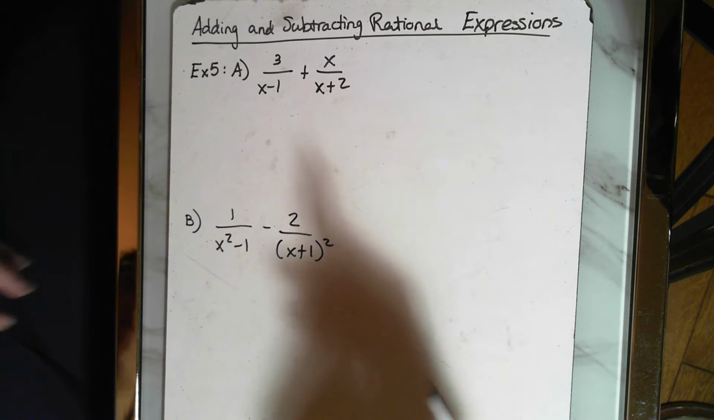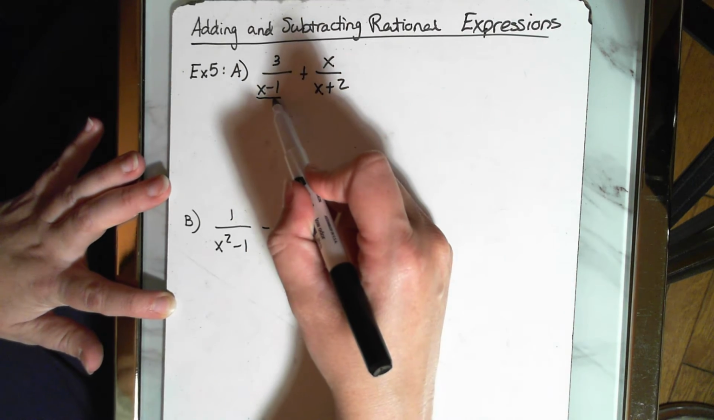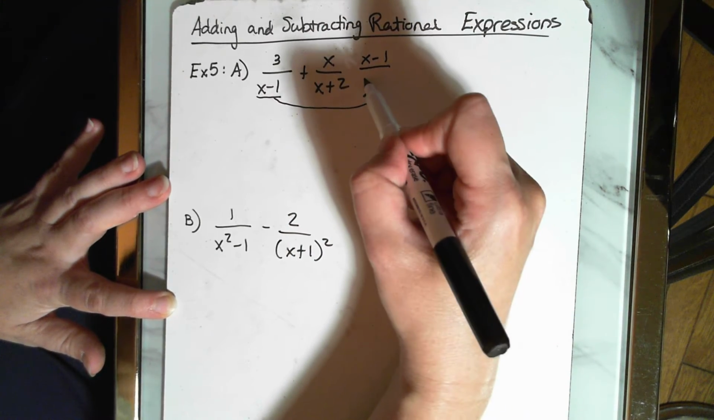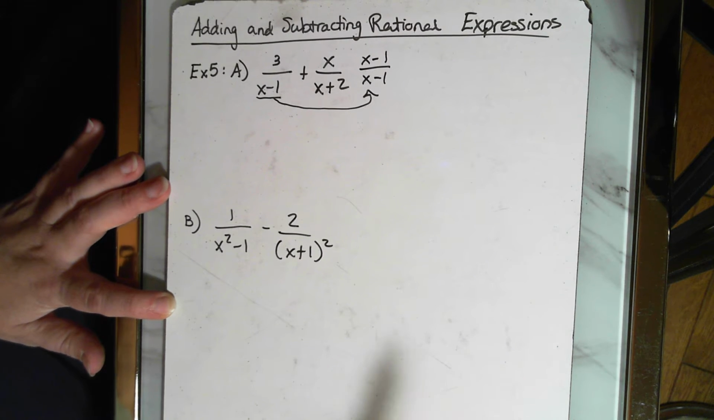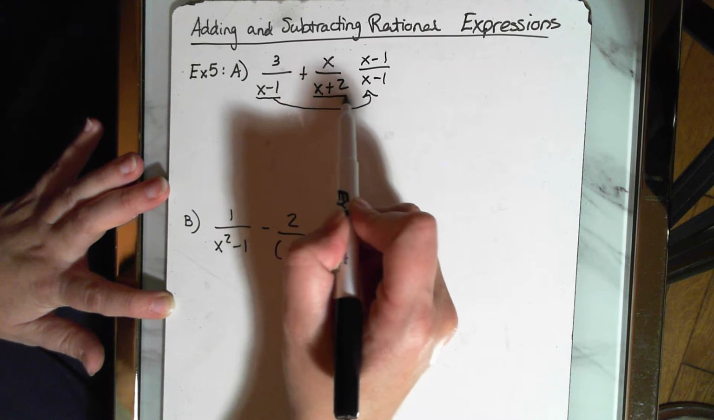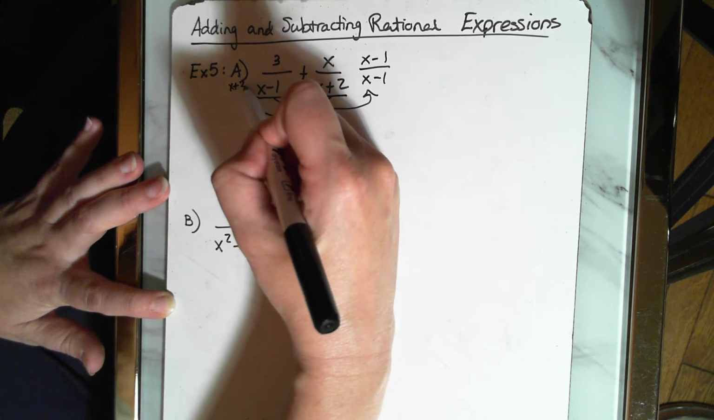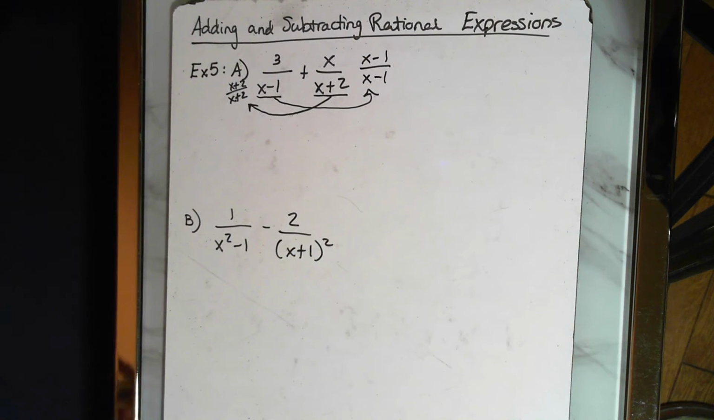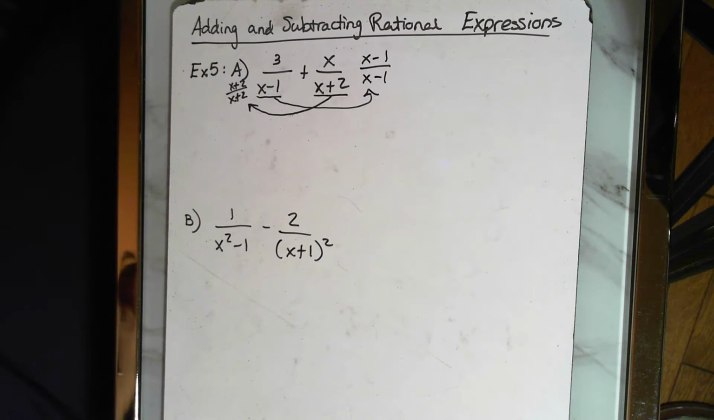Now in this first example, to get a common denominator, I'm going to take this denominator and come over here and multiply both the numerator and denominator by that value. Now, I need a common denominator over here as well, so I'm going to take this expression and go the other way. I'm going to multiply by x plus 2 over x plus 2 in this fraction right here. Okay, so what I'm doing is I'm taking the denominators and getting a common denominator.